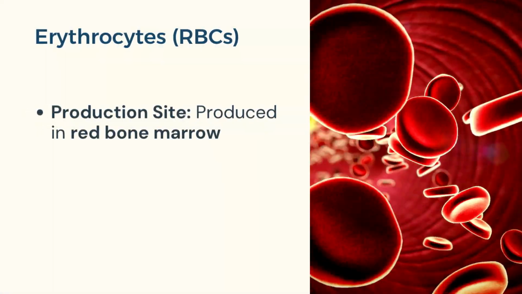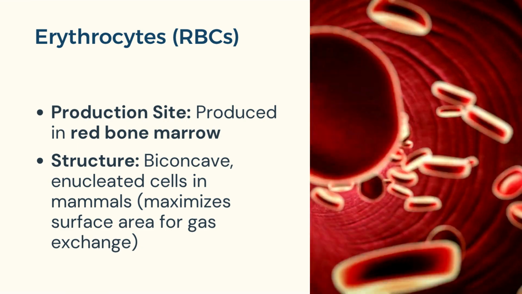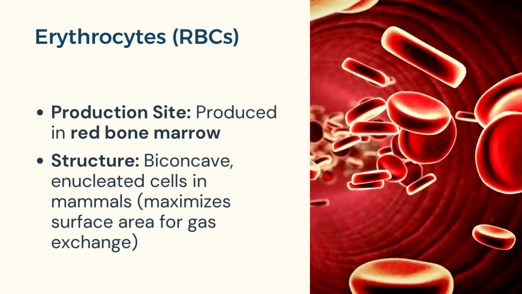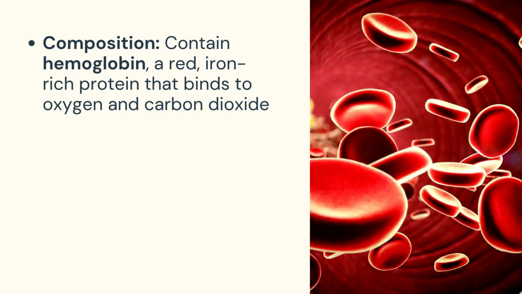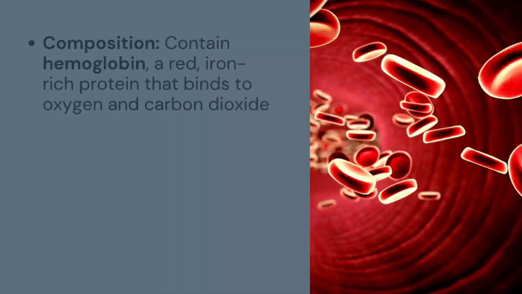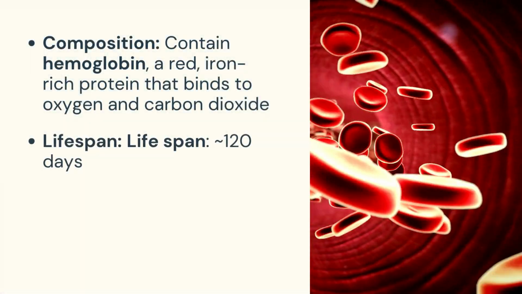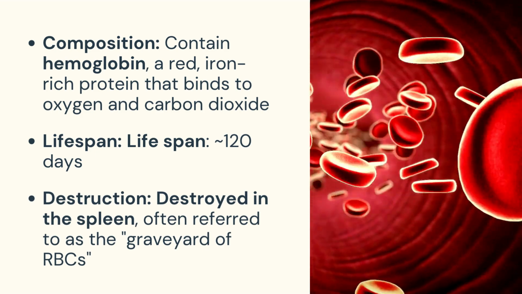Produced in red bone marrow, RBCs are biconcave enucleated cells in mammals. This maximizes surface area for gas exchange. They contain hemoglobin, a red iron-rich protein that binds to oxygen and carbon dioxide. Their lifespan is about 120 days and they are destroyed in the spleen, often referred to as the graveyard of RBCs.